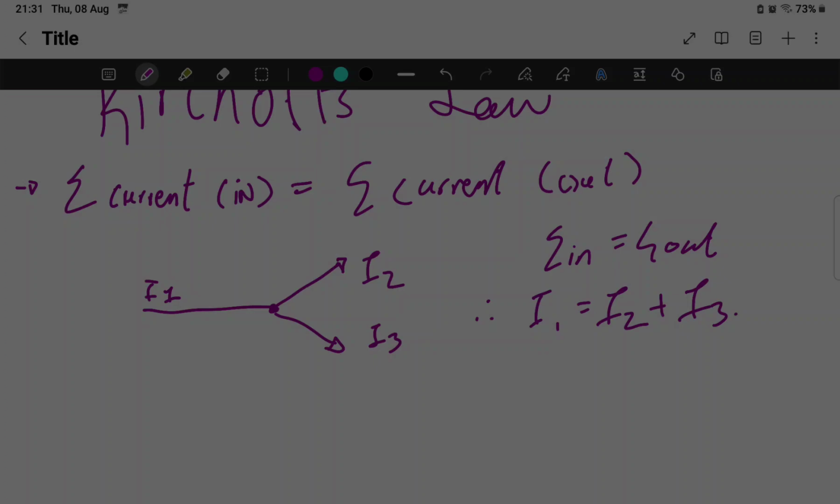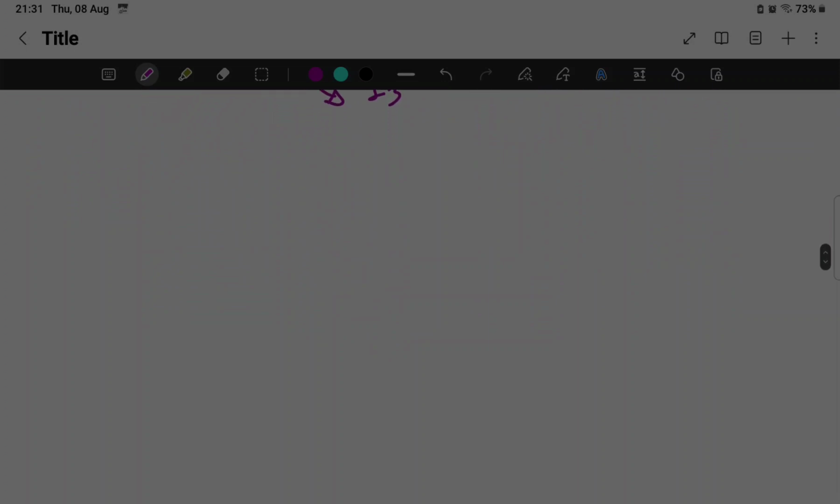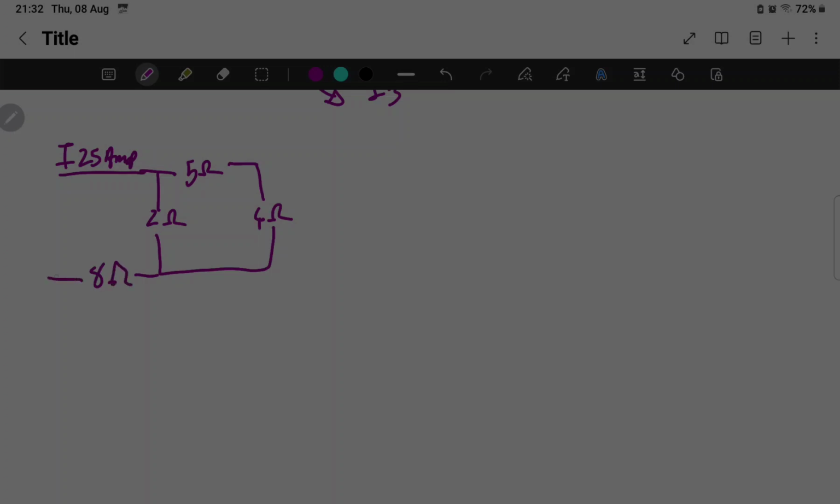So let's look at the first example. We have here a current of 25 amps, and it's going into a circuit with a 5 ohm resistor and a 2 ohm resistor, as well as a 4 ohm resistor, and we have an 8 ohms here, and then we have a 2 ohms over here and 9 ohms over here.